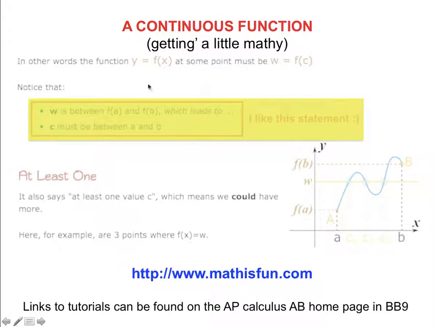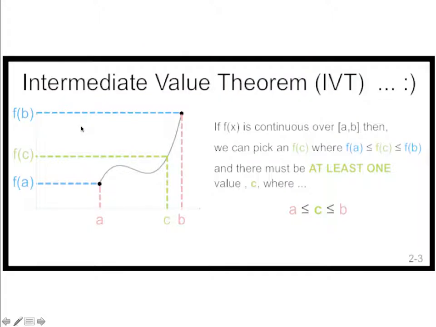So we're going to look at this statement a little bit more now and introduce it as the intermediate value theorem. So the intermediate value theorem goes like this. We have f of x and it's continuous. That's represented by the black curve. And it's continuous over the domain from a to b. Remember, these are domain notations here.